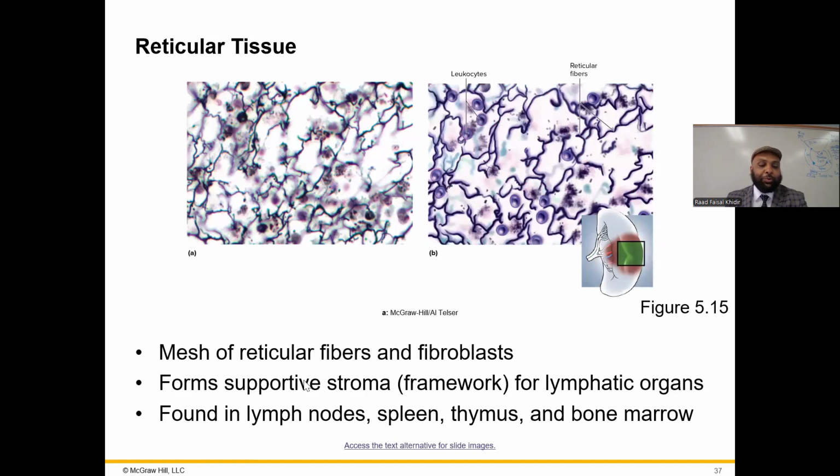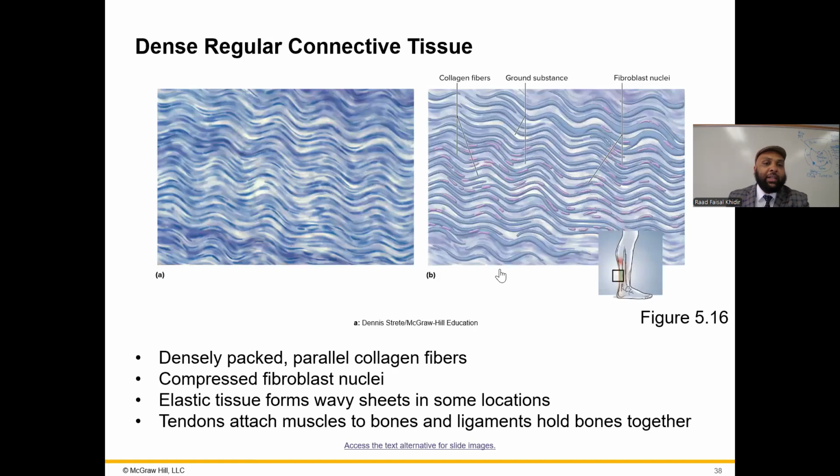It forms the supportive stroma framework for the lymphatic organs. They are found in the lymph nodes, the spleen, the thymus, and the bone marrow. Next, dense regular connective tissue. They are densely packed, parallel collagen fibers with compressed fibroblast nuclei, and elastic tissue forms wavy sheets in some locations. Tendons attach the muscle to the bone, and the ligaments hold the bones together.